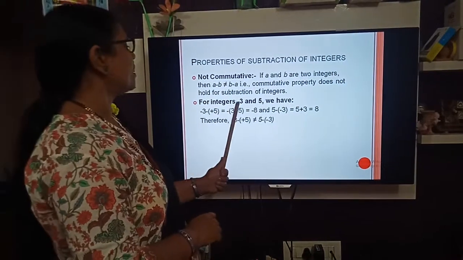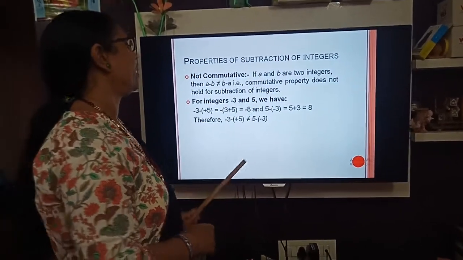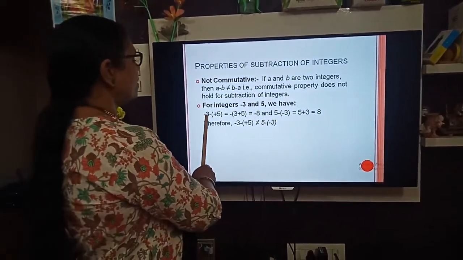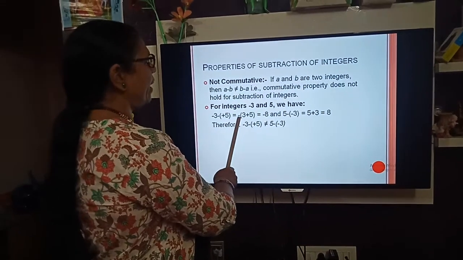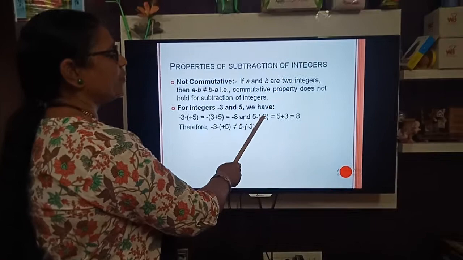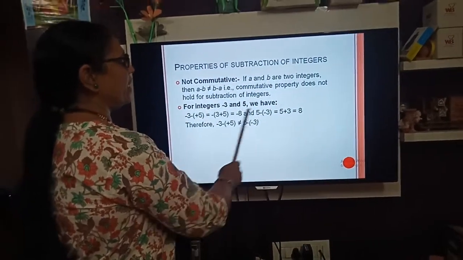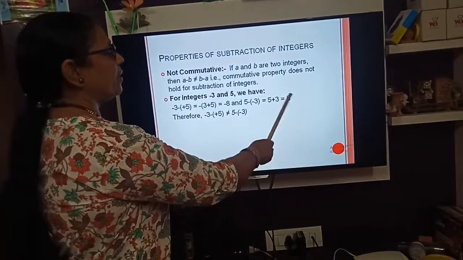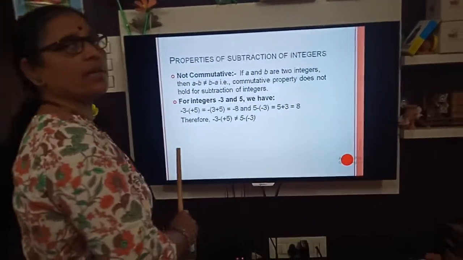For integers minus 3 and 5, if we take an example: minus 3 minus of plus 5, so minus 3 minus 5 is minus 8, and 5 minus of minus 3, so 5 plus 3 is 8. Here we get minus 8, here we get 8. So it is not satisfied.